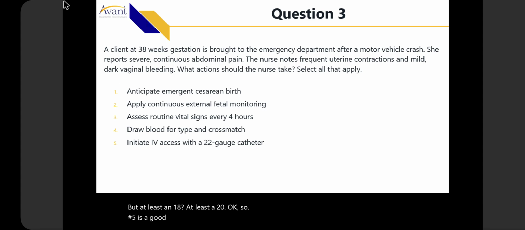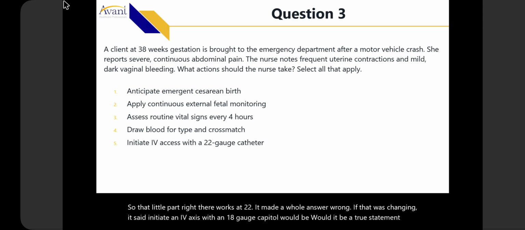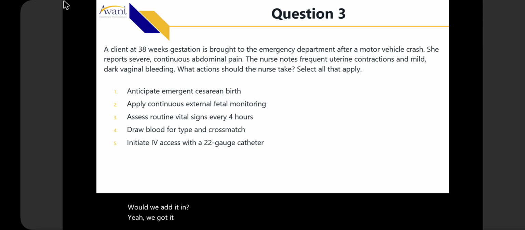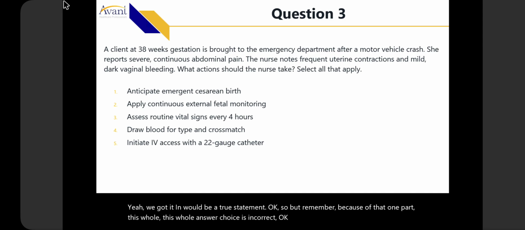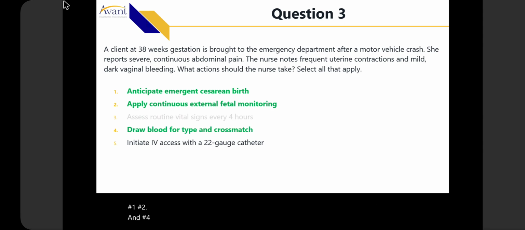Number 5 is a good example, guys, that the answer has to be totally correct or it is totally wrong. That little part where it said 22 made our whole answer wrong. If it said initiate IV access with an 18 gauge catheter, would it be a true statement? Yeah, it'd be a true statement. But because of that one part, this whole answer choice is incorrect. So our answers in this one were number 1, number 2, and number 4.